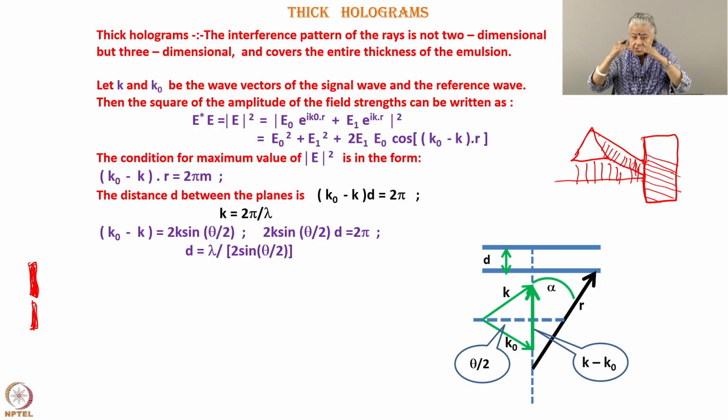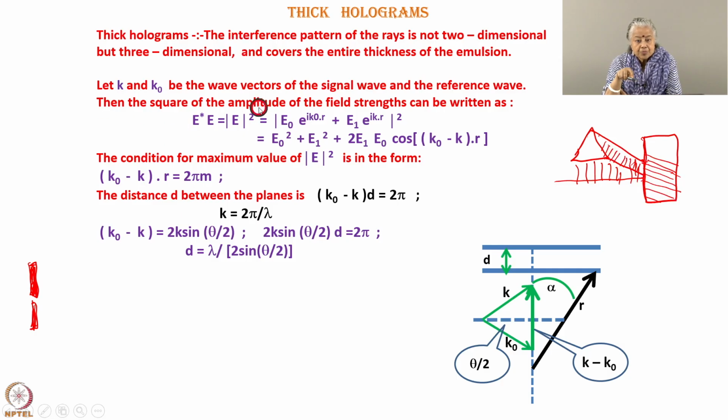Okay, instead of just an undulating pattern which is one dimension, you have planes which are happening. So here I just write, in thick holograms the interference pattern of a ray is not 2-dimensional but 3-dimensional and covers the entire thickness of the emulsion. So that emulsion is this thick, and so these beams are propagating partly inside this material and forming these layers.